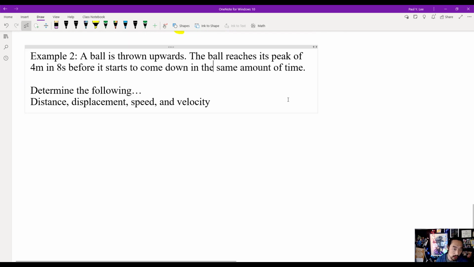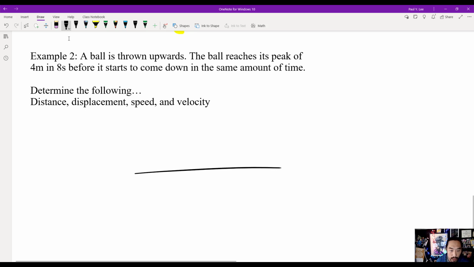All right, let's do a secondary example. We have a ball that is thrown upwards. The ball reaches its peak of 4 meters in 8 seconds before it starts to come down in the same amount of time. I don't have the I guess method written down, but you can see how I approach this problem using the I guess method.